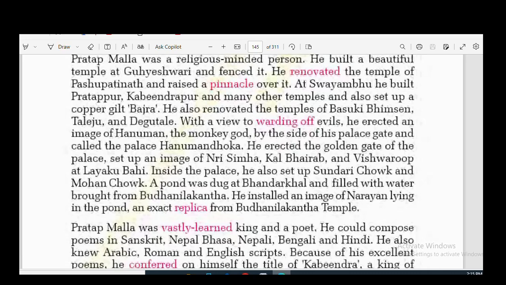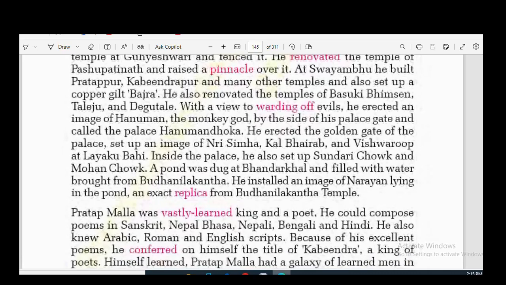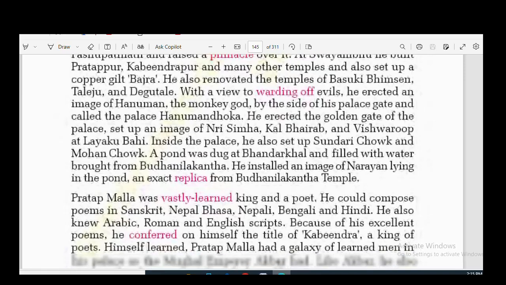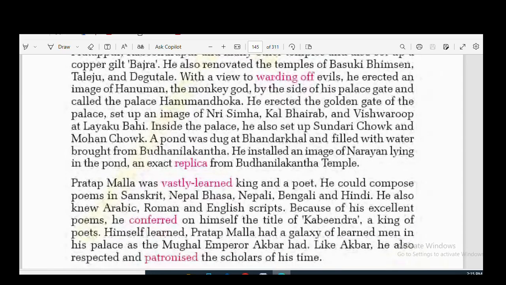A pond was dug at Bandarkhal and filled with water brought from Buddha Nilkantha. He also placed an image of Narayan lying in the pond, an exact copy of the one from the Buddha Nilkantha temple. There is a story related to Buddha Nilkantha and the royal family of Nepal. So on some other day, if we get time, we can discuss the story also.